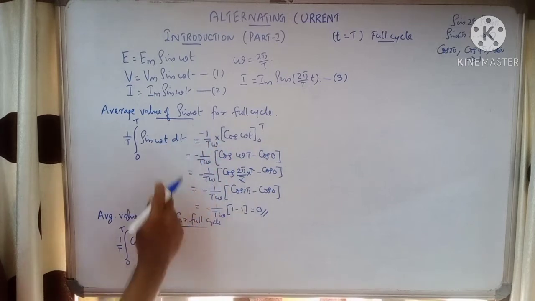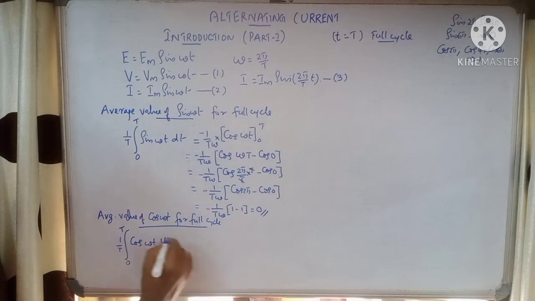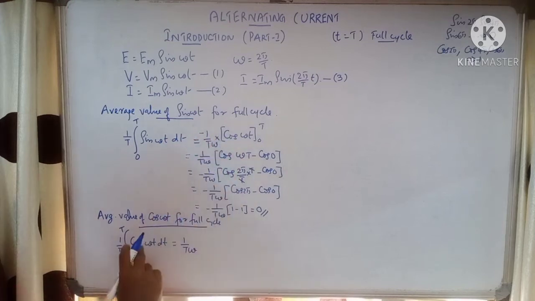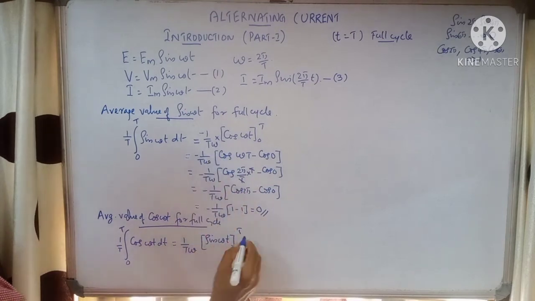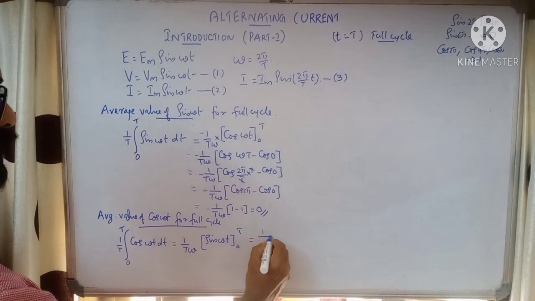As we have seen here, when we integrate cos, 1 by T is outside. The integral of cos is sine, so no need of a negative sign, but omega will be divided as we have seen here. The integral of cos is sine omega t, with omega already divided, from 0 to T. Now we will apply these values.